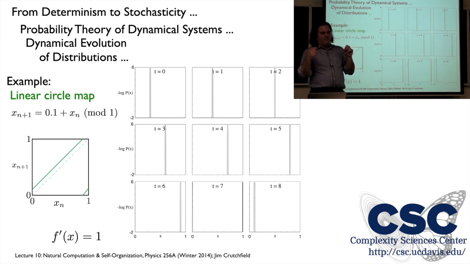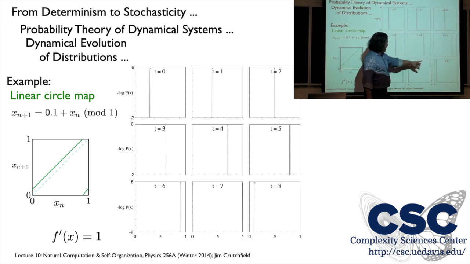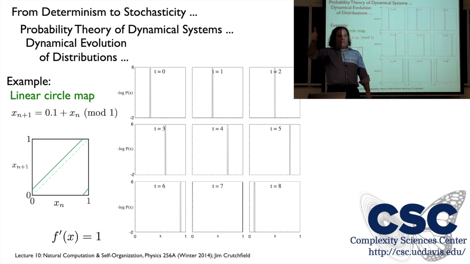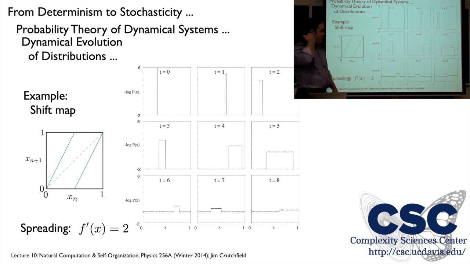Not really manipulating, because the map has slope 1, it's not spreading out, shrinking, or growing the probability amplitudes. So all we get is this thing just mapping around, moving by 1/10 each time until it gets up close to 1, and then it maps around again and keeps going. So we just have this distribution that's just rotating around on the interval. Not so interesting, but it's a good comparison because we can go to the shift map.